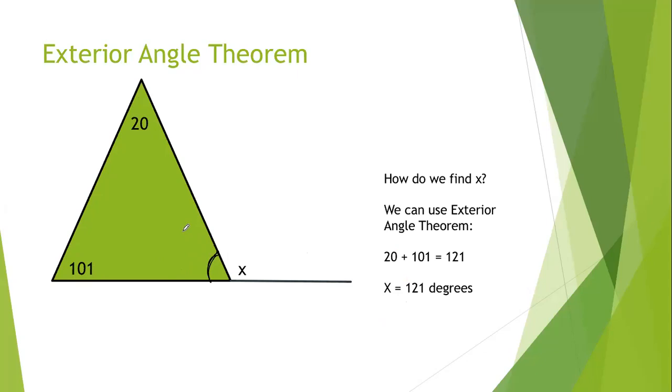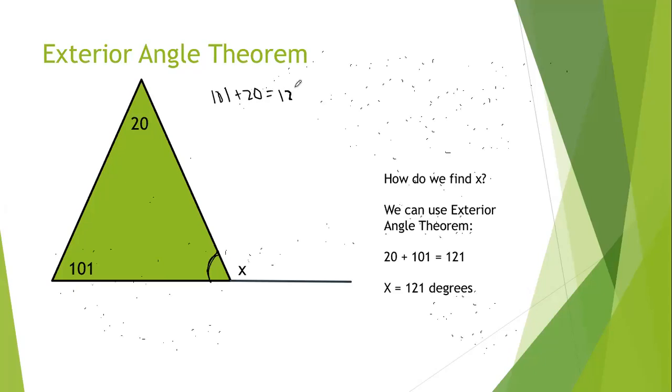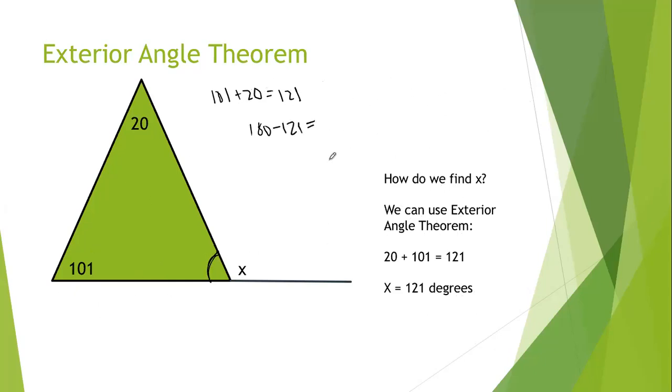Sorry, I can't hear. What do you mean, subtract? Subtract what? Okay, so 101 plus 20 equals 121. And if I wanted the interior angle, if I could just block this out, I would do 180 minus 121, which would give me 59. So this interior angle is 59.